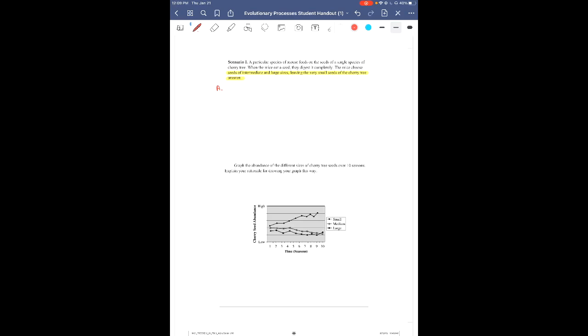Yes, good job. Selection is occurring, because we know that there is a variation in cherry seed size and that they prefer a particular size over the other. We know that one is favored over the other, and the seed sizes are an inheritable trait. Yeah, that's a good point. The comment says the small seeds are more likely to get left behind and germinate.